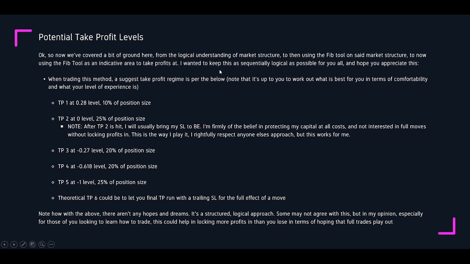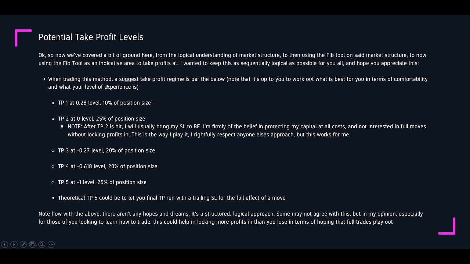I did want to keep this as sequentially logical as possible for everyone, so there was no point in jumping to potential take profits if we hadn't covered fibs, swing highs, or market structure. So you can get where I'm going. And this is, again, the premise of the course in my mind: to start you at ground zero and work your way up with this knowledge and framework that will help you as a trader.